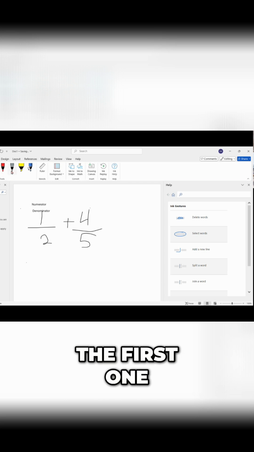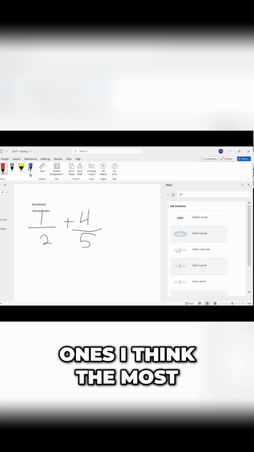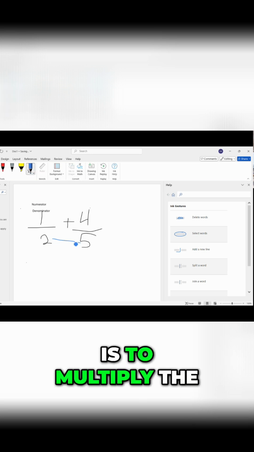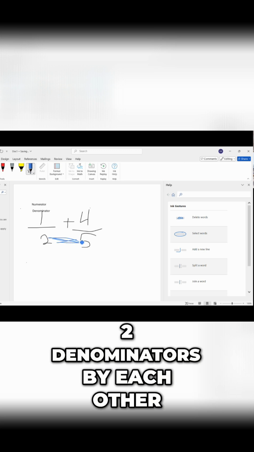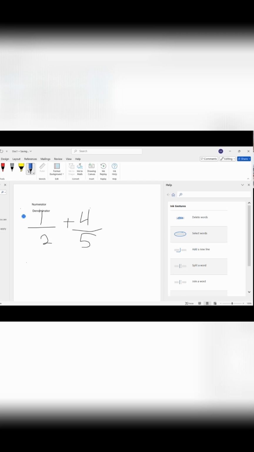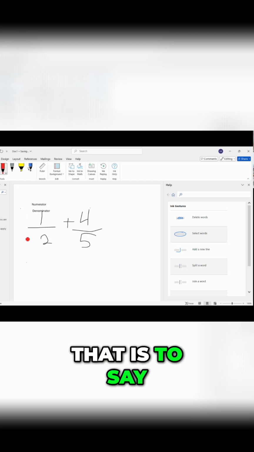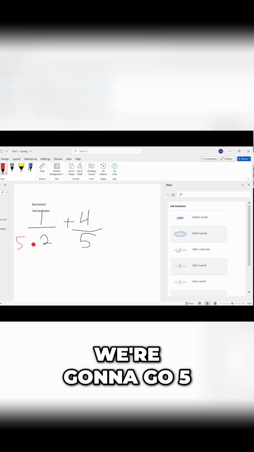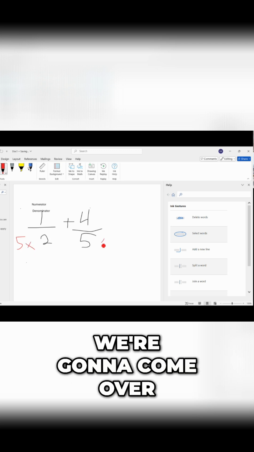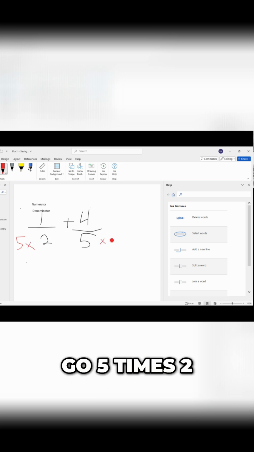The first one, and one of the ones I think is the easiest, is to multiply the two denominators by each other. That is to say, we're going to go 5 times 2. And then we're going to come over here and as well go 5 times 2.